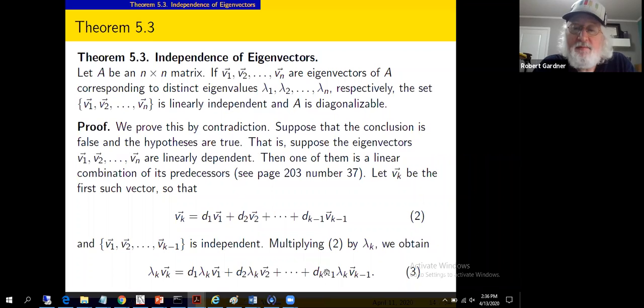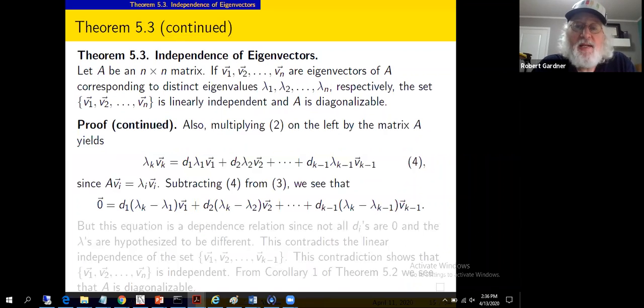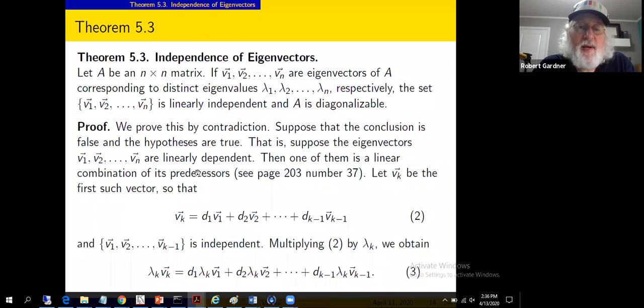Oh, speaking of, probably come back and look at this equation in a second. Let's apply matrix A to both sides of equation 2. Let's go back. Here's equation 2. So we're going to put a matrix A here, a matrix A that we can distribute here. We can pull scalars through. We'll have A times v sub k. But v sub k is an eigenvector. That equals lambda sub k v sub k. We'll have A times v sub 1. But v sub 1 is an eigenvector. We'll have lambda sub 1 times v sub 1. A times v sub 2.